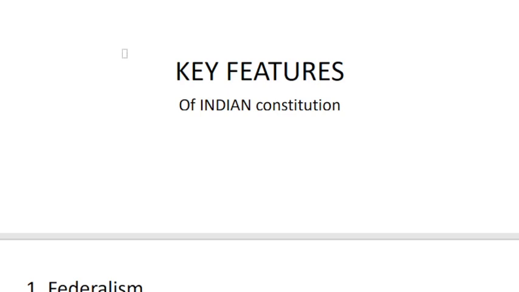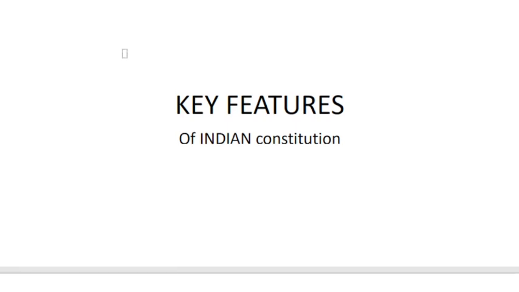After that, on 14th January 1950, all assembly members signed the constitution, and from January 26, 1950, it came into force. Okay, these points you have to know. Now we are going to discuss the key features of the Indian Constitution.